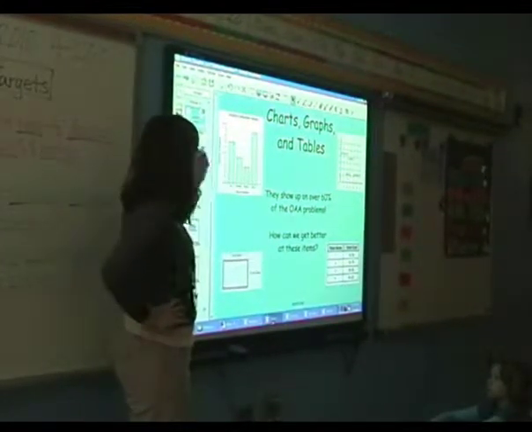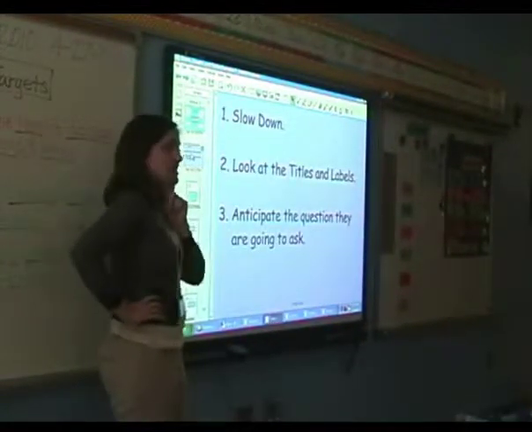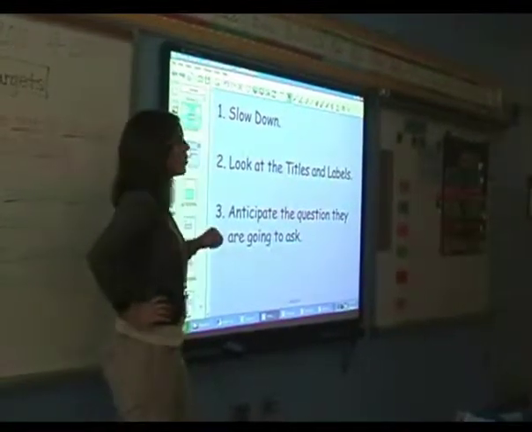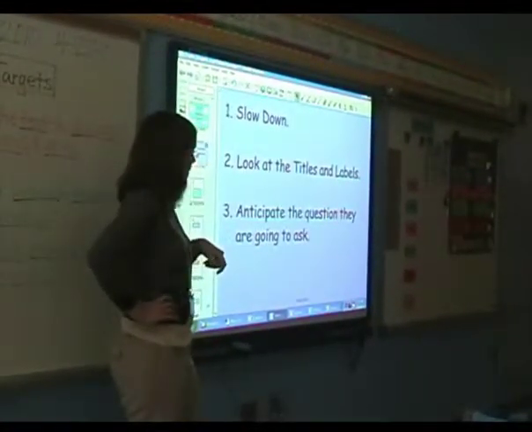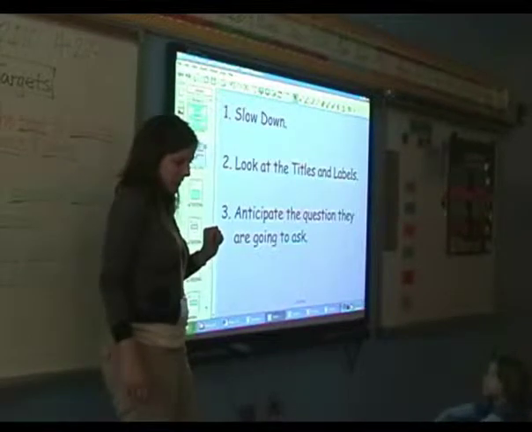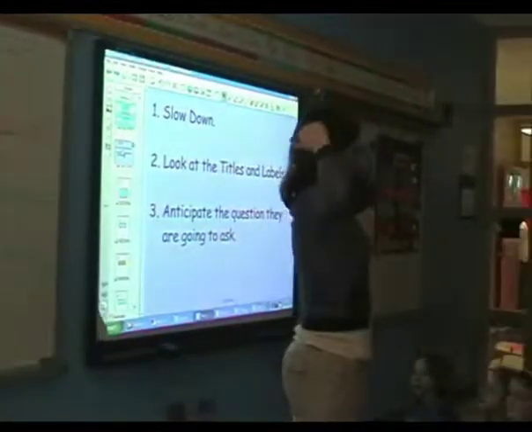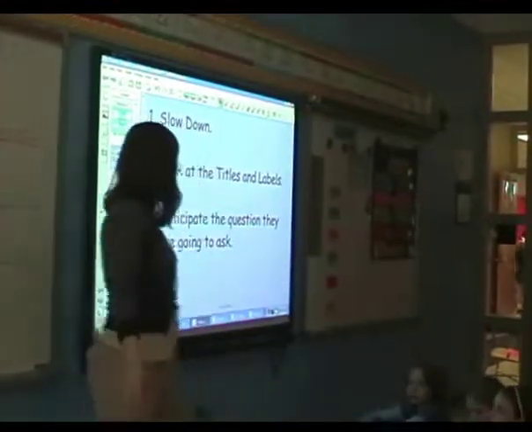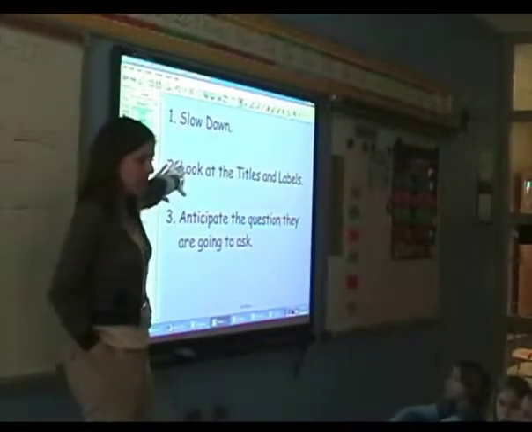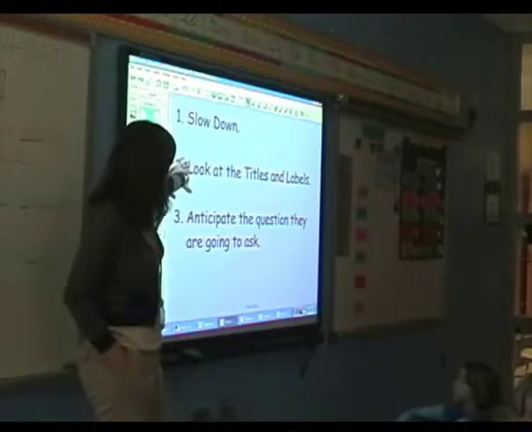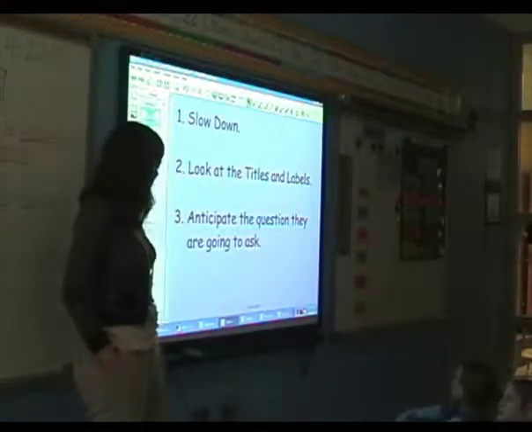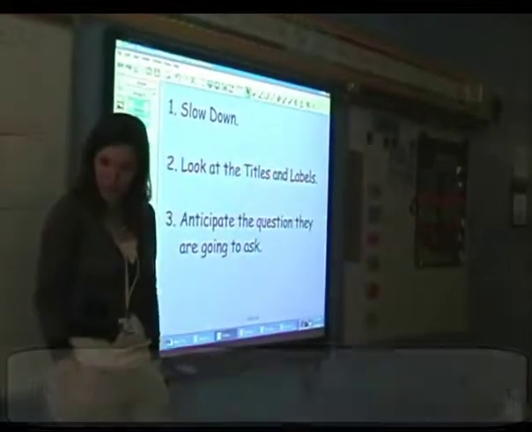Well, whenever we come upon a problem, we've talked about this, that has a chart or a graph or a table, I want us to do three things. I want us to slow down. Let's take one of those calming breaths that we often take. Calming breath in and out. And I want us to look carefully at the titles and labels. The final thing I want us to do is anticipate the question that is going to be asked.